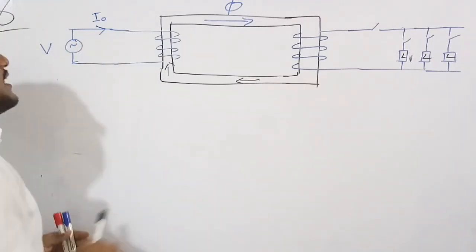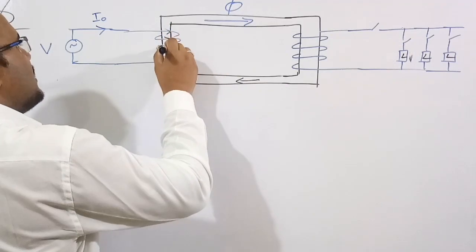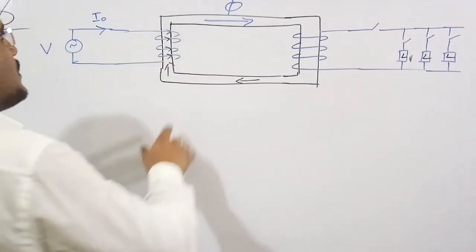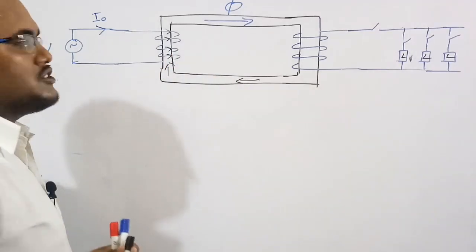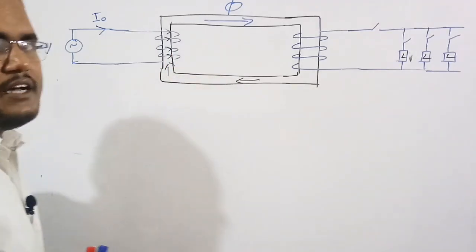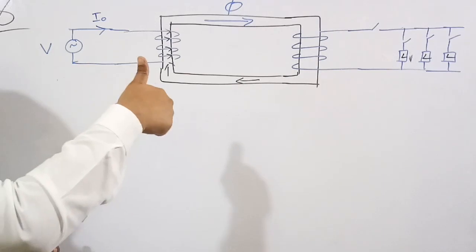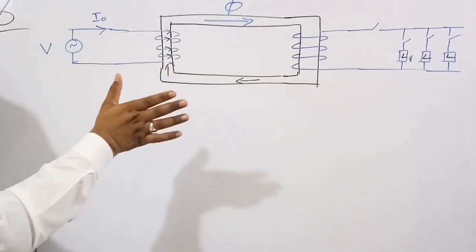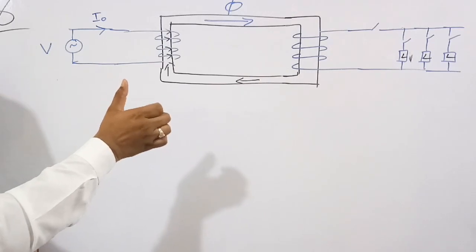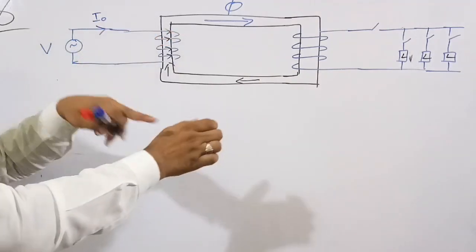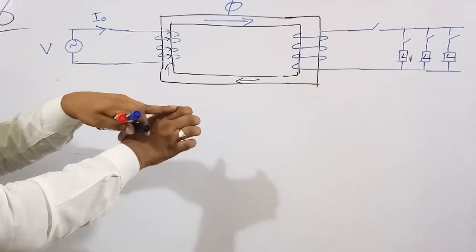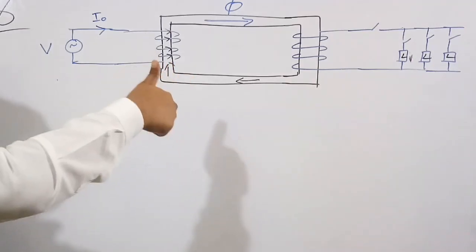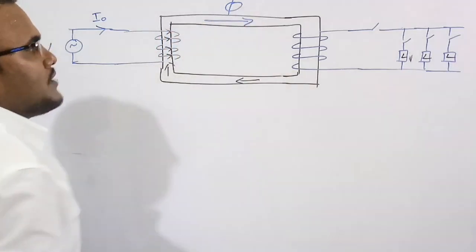Because of this current we can mark the direction of the current in these terms. If you want to figure out the direction of the flux in this core, we can use the right hand rule: your thumb indicates the direction of the flux and the curl of the fingers indicates the direction of the current. The current is going from left to right, so the curl here indicates the current, and the arrow indicates the flux direction.